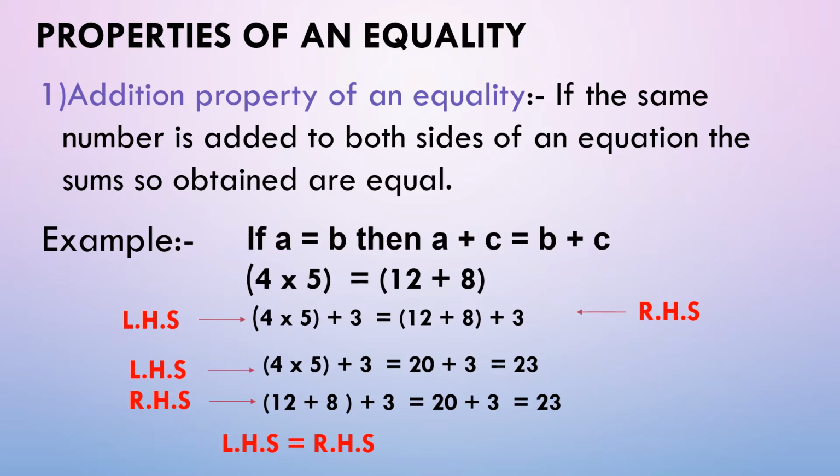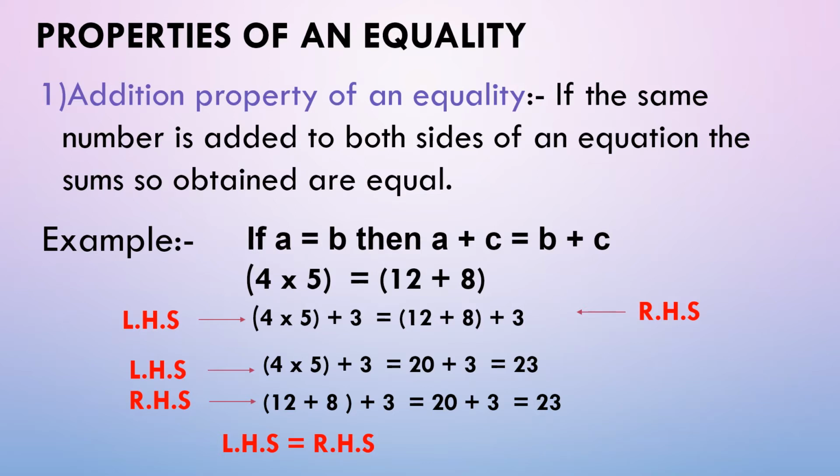For example, given 4 into 5 is equal to 12 plus 8. Now 4 into 5 is on the left hand side and 12 plus 8 is on the right hand side. If you add 3 on both sides, left hand side also and right hand side also. Now let us simplify. First, left hand side: 4 into 5 plus 3. Now 4 into 5 is what? 20. 20 plus 3 is equal to what? 23. And let us simplify the RHS now.